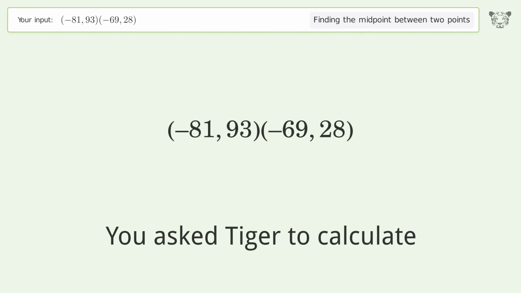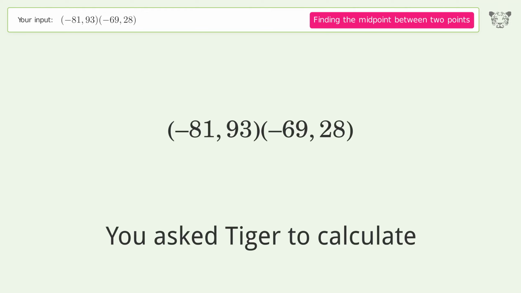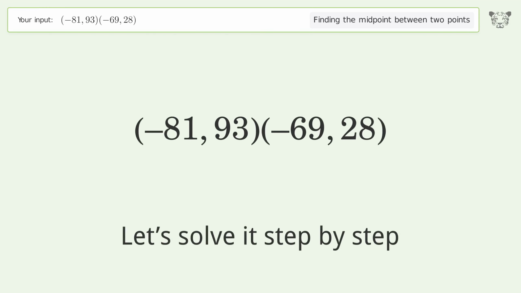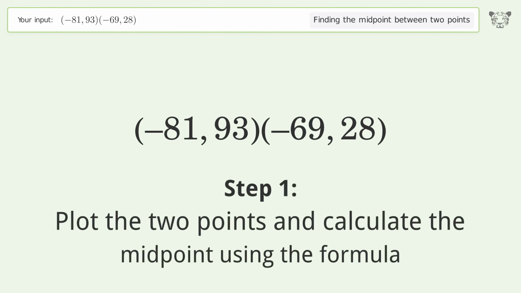You ask Tiger to calculate. This deals with finding the midpoint between 2 points. The midpoint between the 2 points is negative 75, 60.5. Let's solve it step by step. Plot the 2 points and calculate the midpoint using the formula.